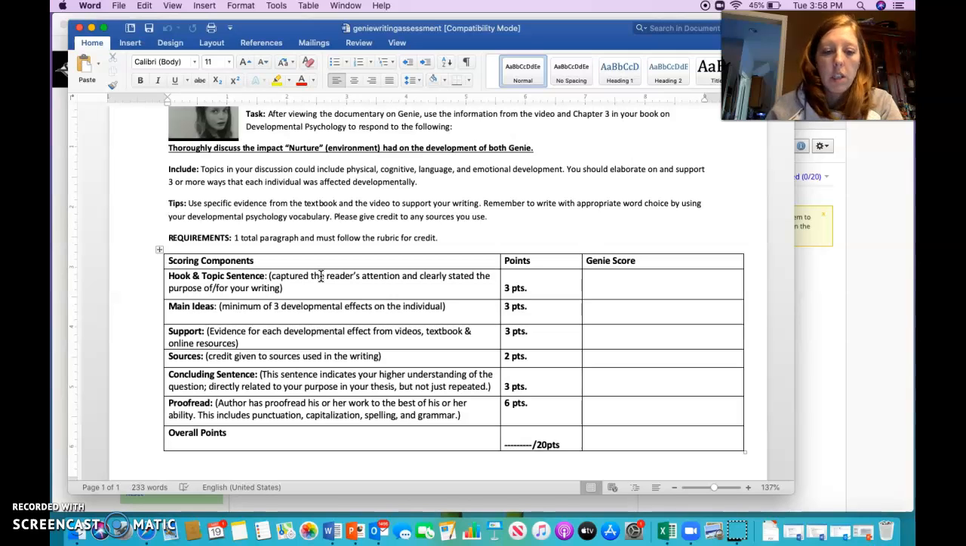You should have a concluding sentence that indicates your higher understanding of the question of how nurture or environment had an effect on the development of Jeannie. And then lastly, it should have been proofread by you. So showing that this is your best work that includes spelling, grammar, punctuation, capitalization, etc. So this whole rubric is out of 20 points, okay? And for those that got on my Zoom call this morning, we talked about this rubric.